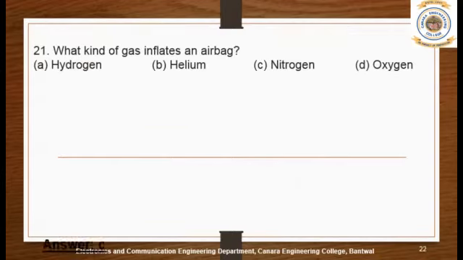What kind of gas inflates an airbag? Normally it is nitrogen gas which is filled in an airbag, so that whenever any accident occurs, the airbag will open and the nitrogen gas in the airbag is used for protection. So the gas which is filled in the airbag is nitrogen.